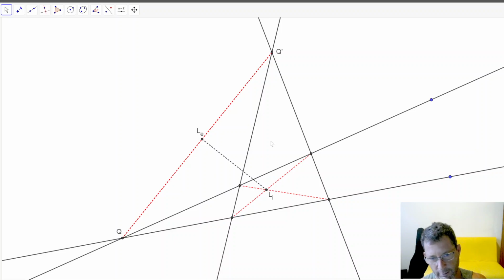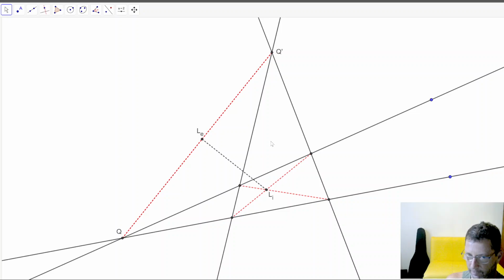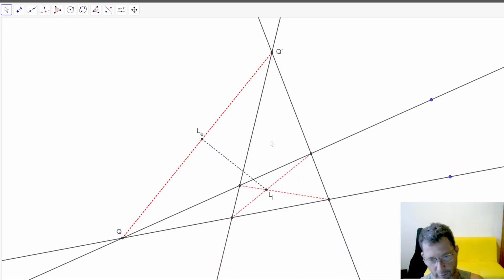I just want to focus on this very simple construction. Start from 4 lines in the plane and get L sub I, the intersection of the two internal diagonals, and then you get L sub B, the foot of the perpendicular dropped from L sub I onto this outer diagonal here. Okay, now let's switch to Poncelet world.